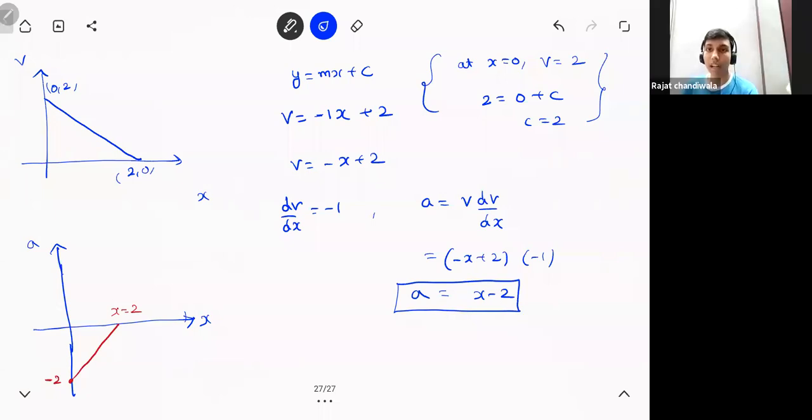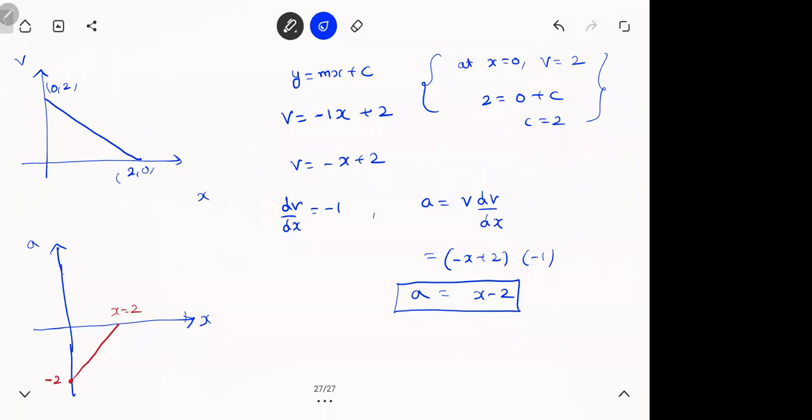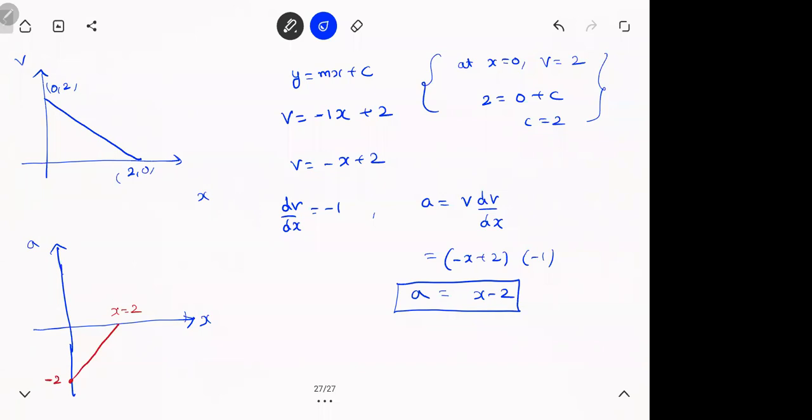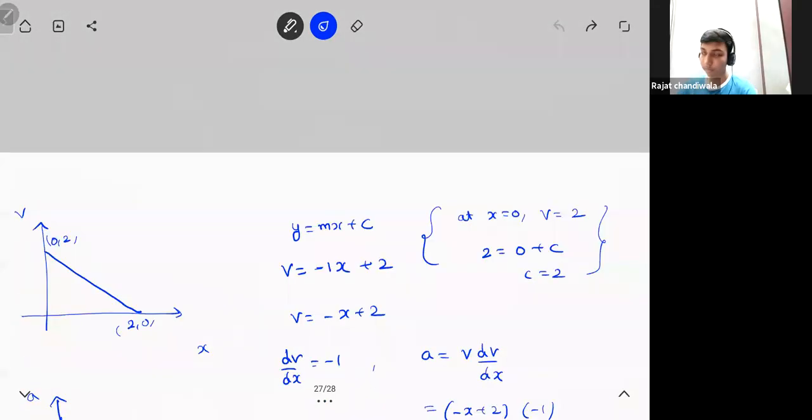Sir, in the A part, we have the X and A points. So can we just draw the graph? You can do that also, but Rajat, there is a problem. How do you know it's a straight line? You should be sure it's a straight line. Then, for example, it could be like this also, no? Got it? So if you know it's a straight line, then it is okay. So you should be sure it's a straight line.